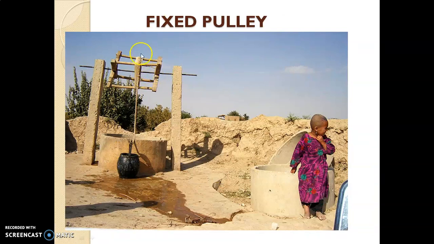This is a typical example of a fixed pulley. It has a wheel and an axle. If you turn the axle this way, you release the bucket into the well. And when the bucket gets filled with water, you turn the axle in the opposite direction. That way, you bring up the bucket of water from the well.